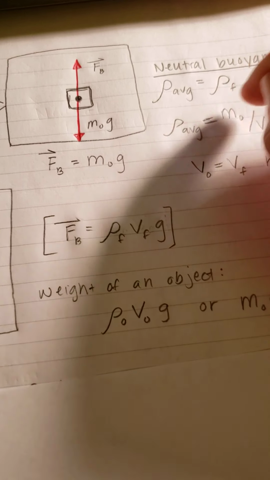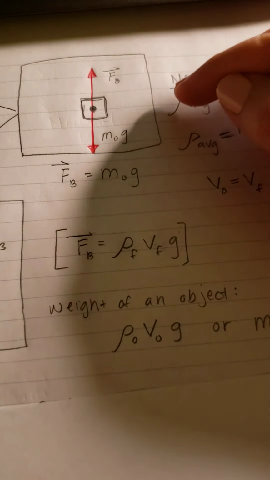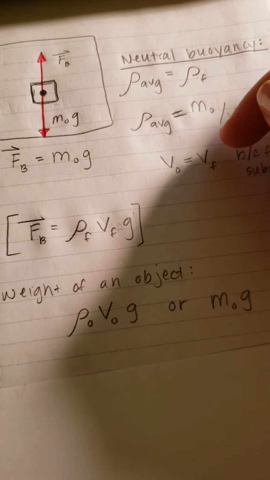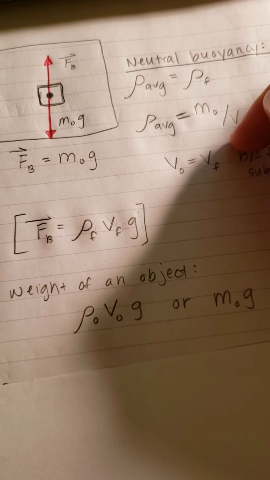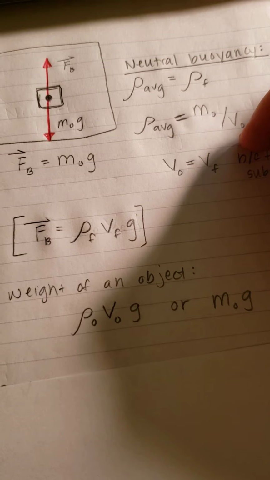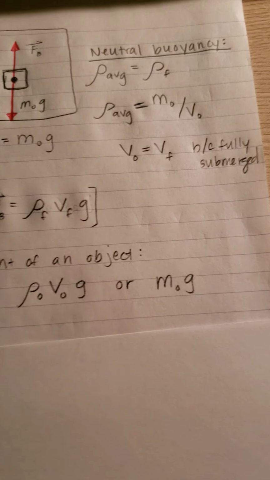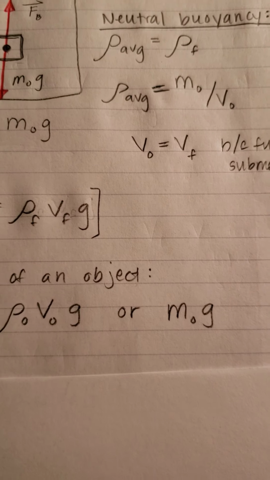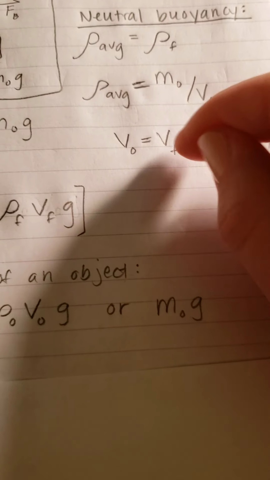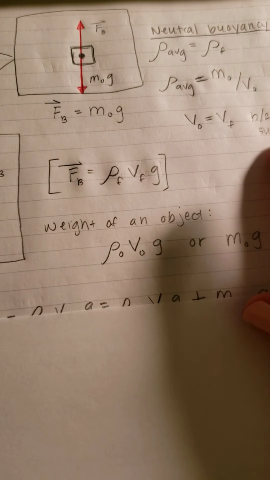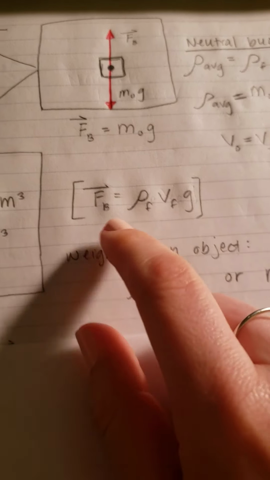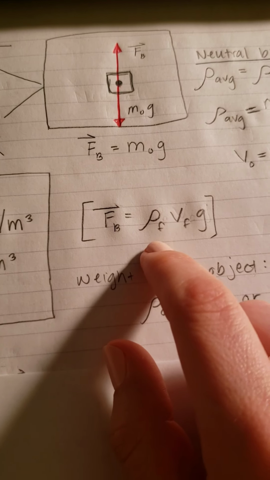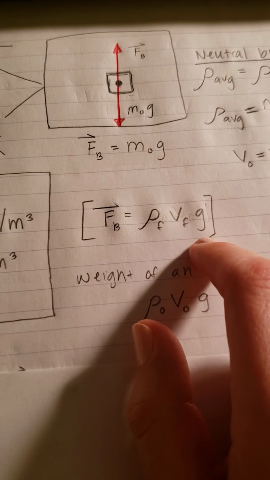So this average density is equal to the density of the fluid, and like I said, average density is the mass of every part of the object divided by the volume of the object. And because we are fully submerged, we know that the volume of the object is equal to the volume of the fluid displaced. So you can note that here for later. We can just set those two equal to each other. Okay, so we know that the magnitude of the buoyant force is equal to the density of the fluid times the volume of the fluid times gravity.